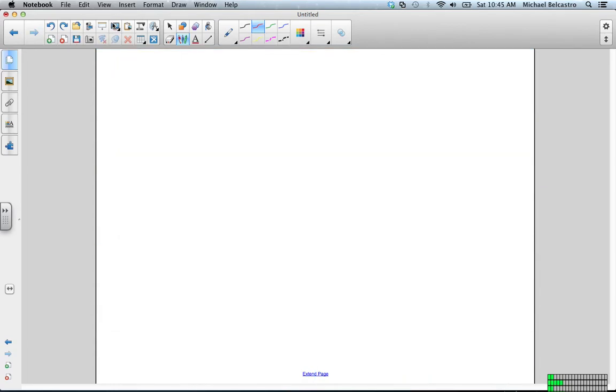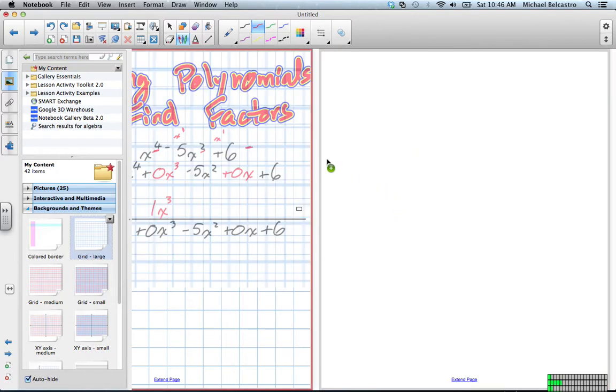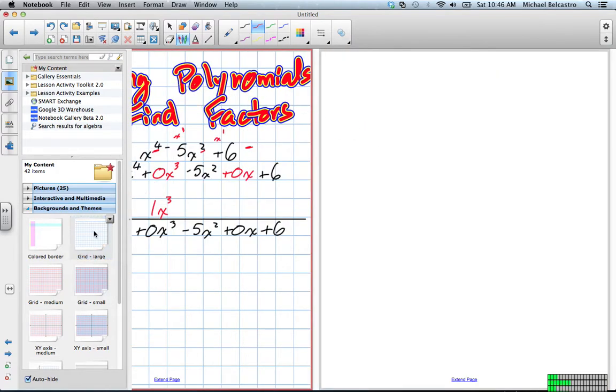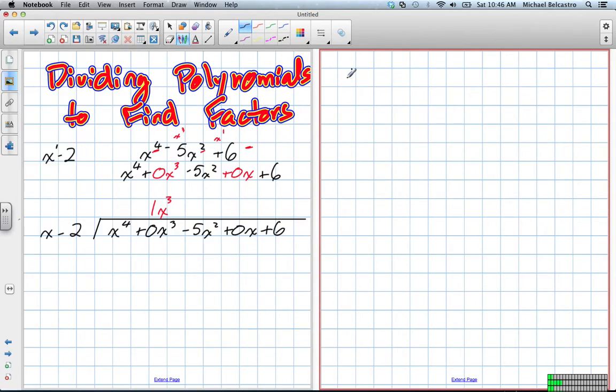So I'm going to add another page on the side here, and we're going to do all of our calculations on the side just so you see what we're talking about. Okay? So the very first one we did was we multiplied 1x cubed, it's going to be a little laggy because we have 2 going here, times x minus 2. So the distributive property says we take this and multiply it into both of these. When I do that, my new term is 1x to the power of 4 minus 2x cubed.